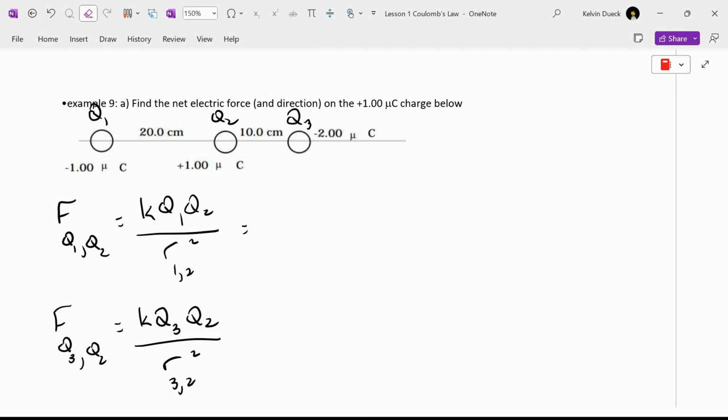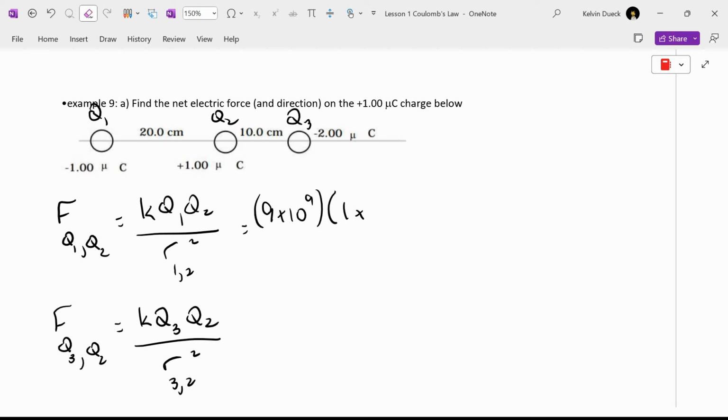Are you with me? You're zoning out? So, okay. Ryan, what's K? Do you remember? Much nicer than 6.67 times 10 to the negative 11. Q1, I'm not going to include the negative. I'll use that to figure out the direction by using like charges repel and unlike charges attract. But I am going to include the magnitude. 1 microcoulomb, 1. What's micro from your formula sheet? 10 to the what?